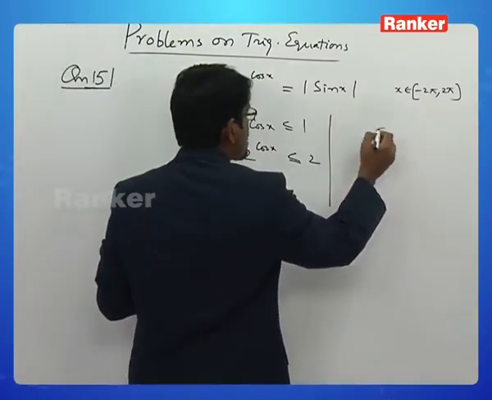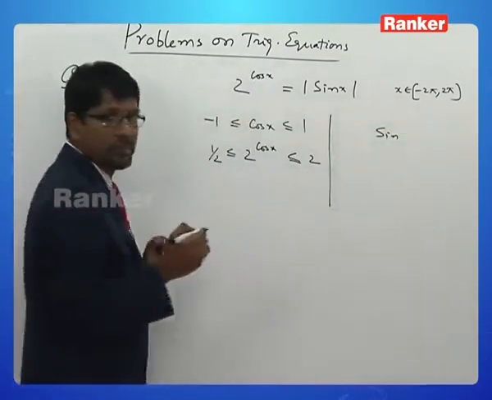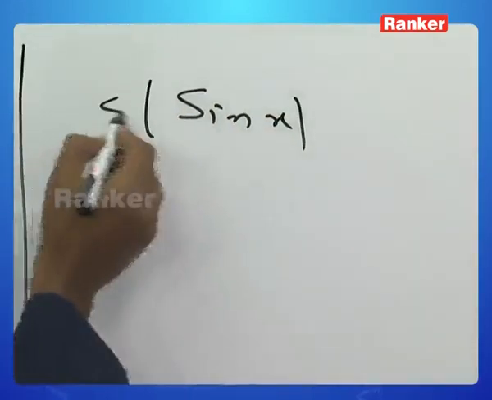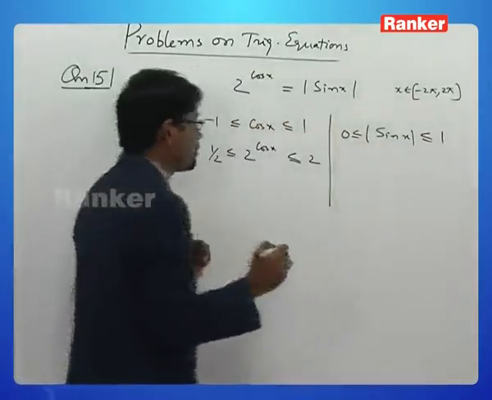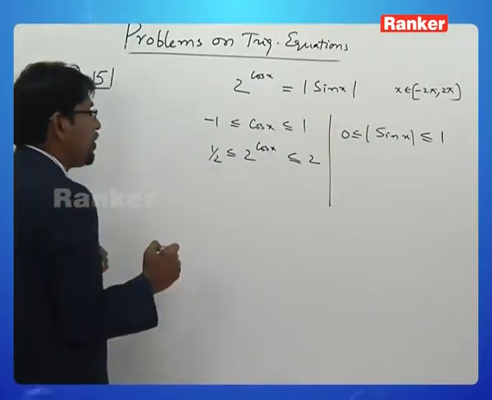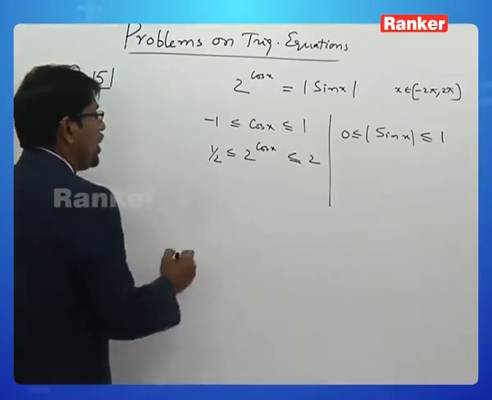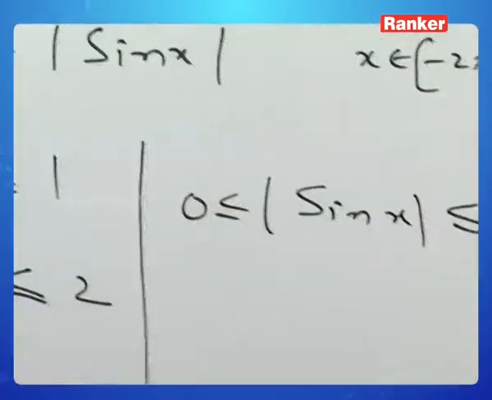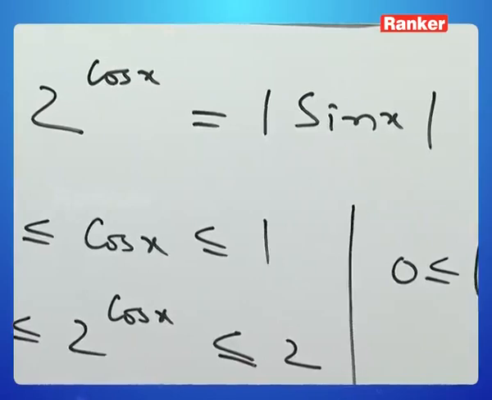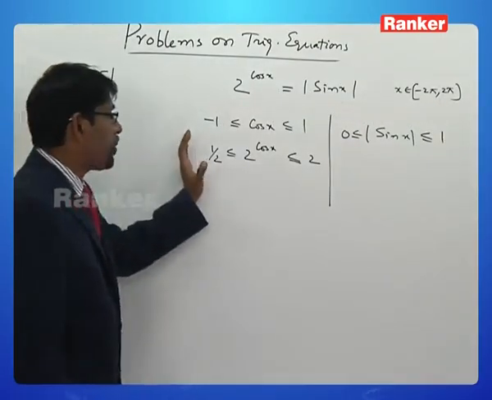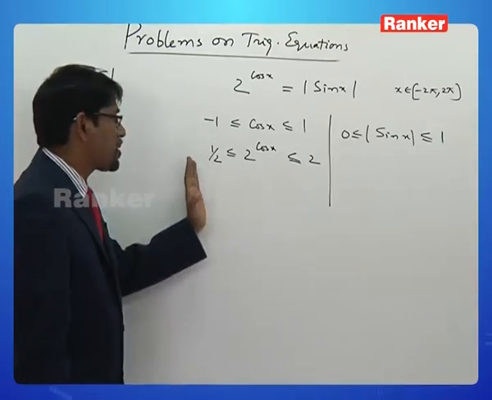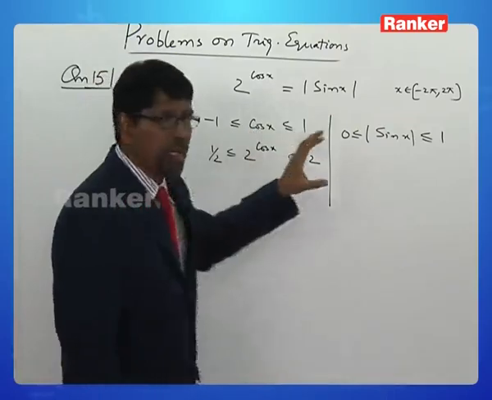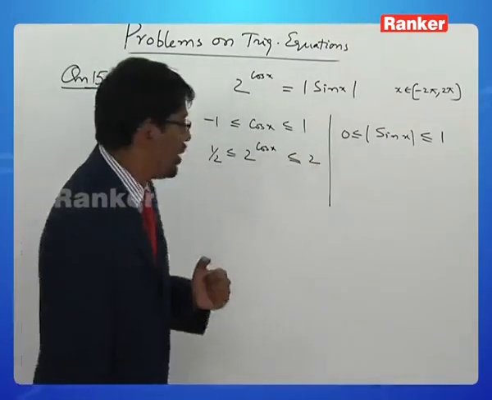What about mod sin x? The range of mod sin x is between 0 to 1. So when is 2 power cos x equal to mod sin x? We will have to see for what values of x that can happen. We found the ranges of 2 power cos x and mod sin x. We will have to see for how many values of x these two graphs are going to be intersecting.